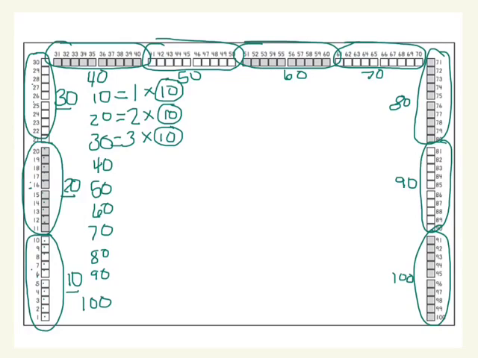Let's do one more together. We go to 40 equals, we find 40 on our count bys. We count 1, 2, 3, 4 groups of 10, so 40 equals 4 groups of 10. Let's pause the video, and would you finish writing the multiplication equations for these groups of 10?